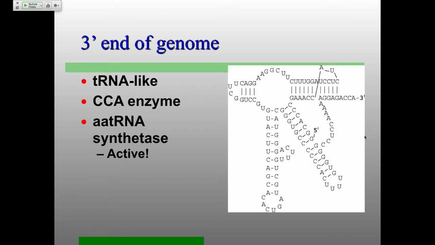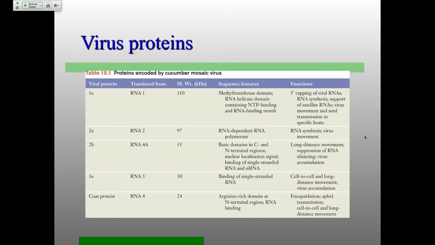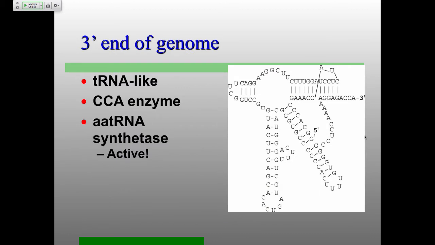In some of these plant virus genomes, you actually have an amino acid which gets attached to the 3' end of that tRNA-like structure, and that amino acid at the end is something an exonuclease can't deal with. So it completely protects that end of the genome. And that's the aminoacyl tRNA synthetase? Yes, the aminoacyl tRNA synthetase is what adds this. It would normally be adding amino acids to tRNAs. It recognizes the structure and adds an amino acid to it.